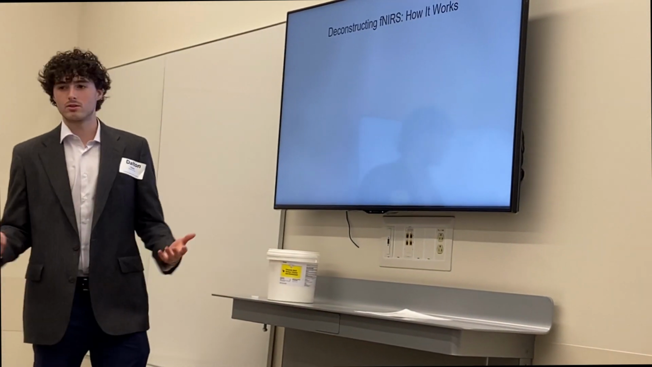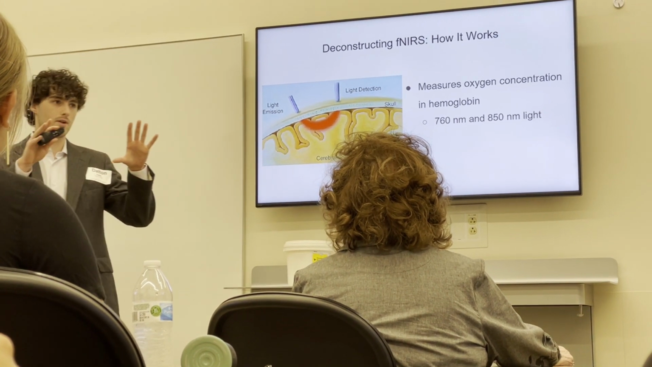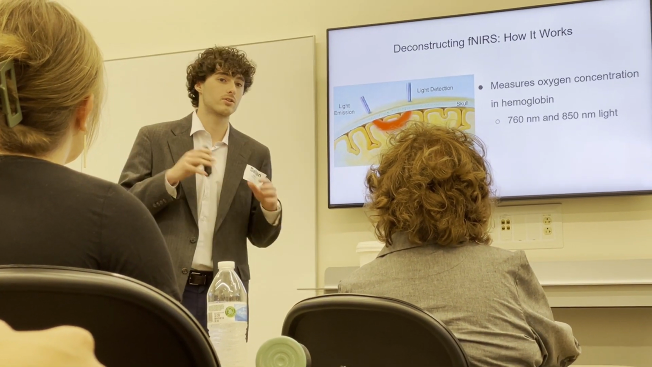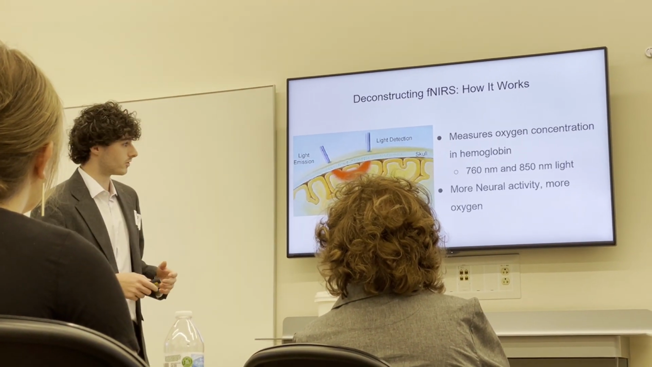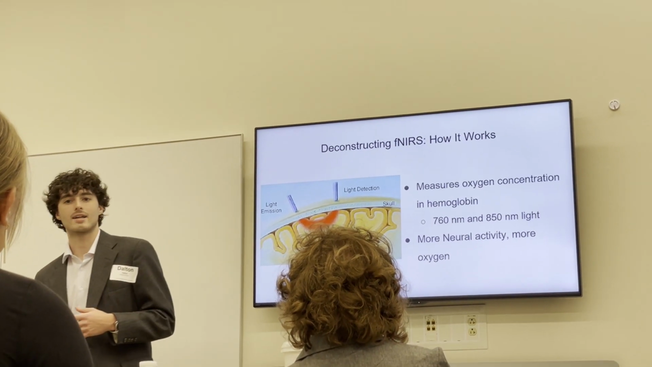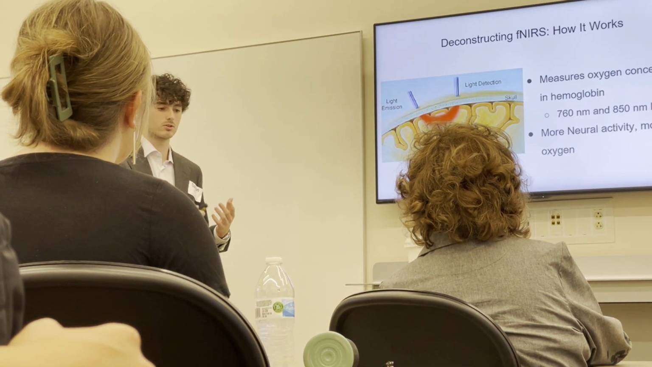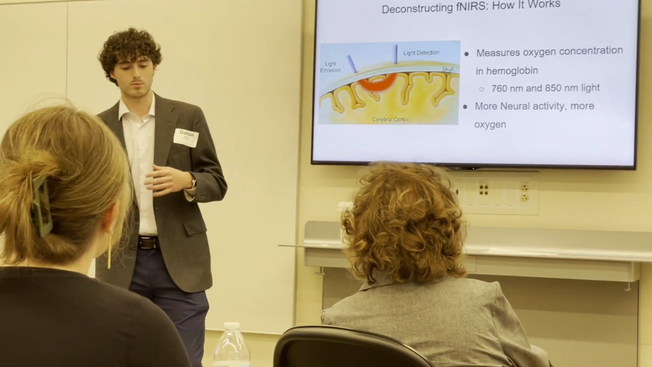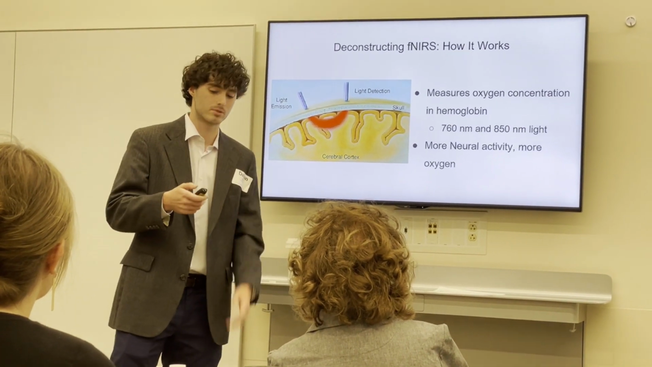So, how does this work? Essentially we shine two different wavelengths into your head. One of these wavelengths will detect oxygen concentration, and the other one will detect carbon dioxide concentration. This is important because as your neurons fire and become more metabolically active, oxygen rushes to the spot where the neurons are firing to resupply their energy. By detecting the oxygen concentration and the movement and flow of oxygen in your brain, we are able to indirectly determine which centers of your brain are most stimulated and activated at different times.